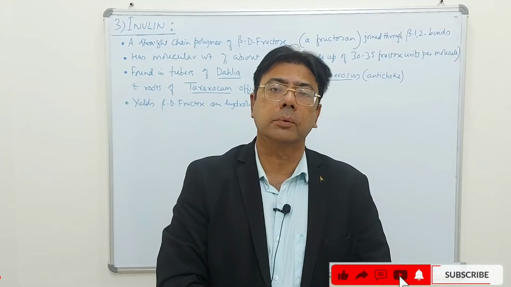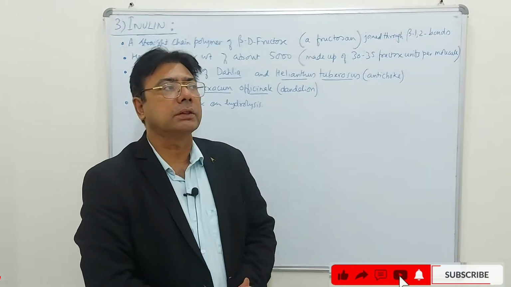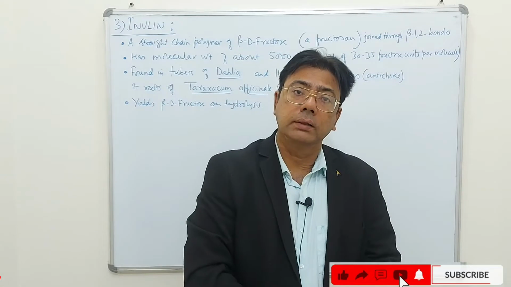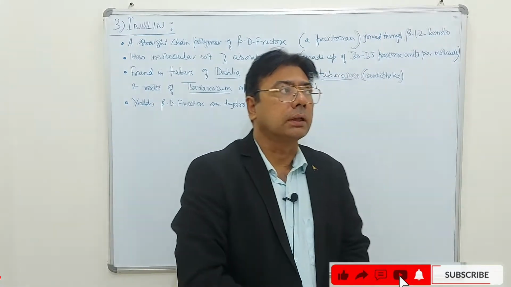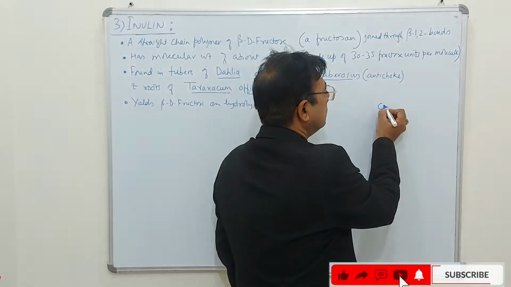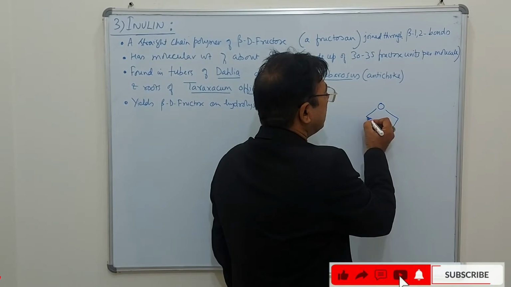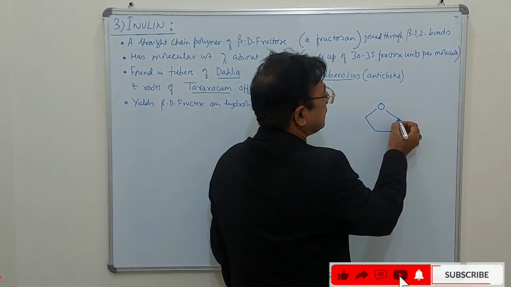The next homopolysaccharide that I would like to describe is inulin, which is found in plant sources. This polysaccharide is a polymer of beta D fructose, in which beta D fructose molecules are linked through beta 1,2 glycosidic bonds, and it's pretty easy to draw its structure.